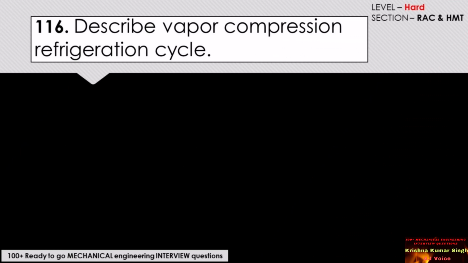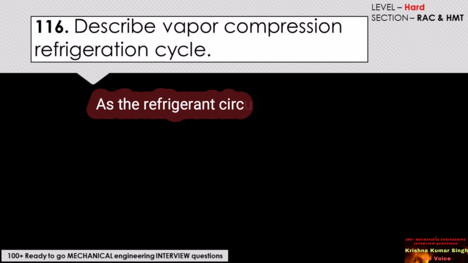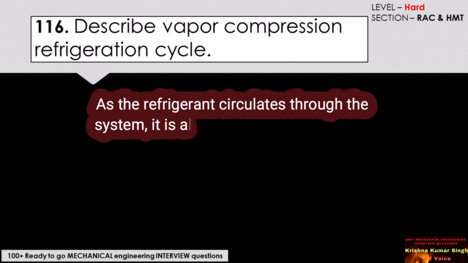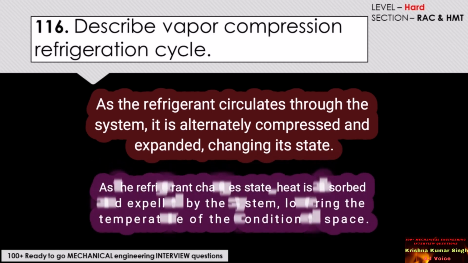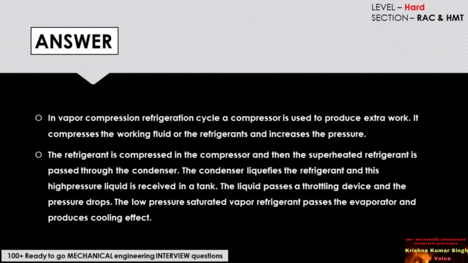Describe vapor compression refrigeration cycle. As the refrigerant circulates through the system, it is alternately compressed and expanded, changing its state from a liquid to a vapor. As the refrigerant changes state, heat is absorbed and expelled by the system, lowering the temperature of the conditioned space. The answer to this question would be, in the vapor compression refrigeration cycle, a compressor is used to produce extra work. It compresses the working fluid, or the refrigerant, and increases the pressure.